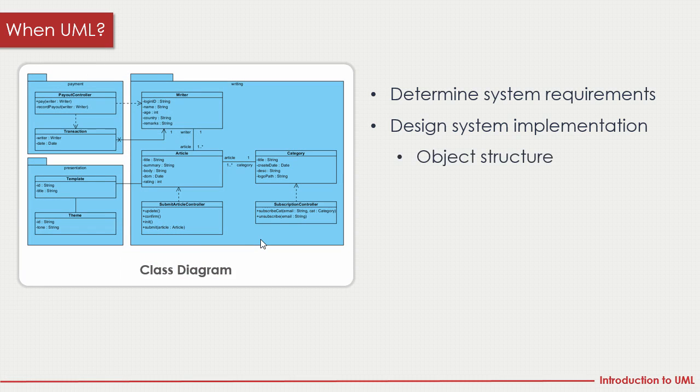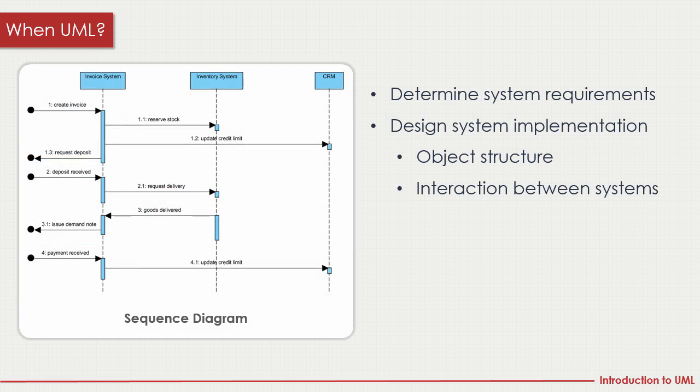And if you want to design the system, how to implement the system, you also need UML. If you need to describe the object structure, then you need the class diagrams. If you want to show the interactions between the systems, then you can employ the sequence diagram. We will have some details about the sequence diagram later on within this lecture.